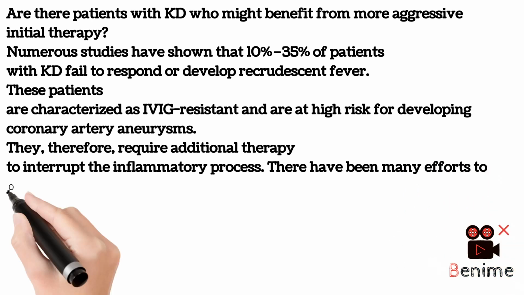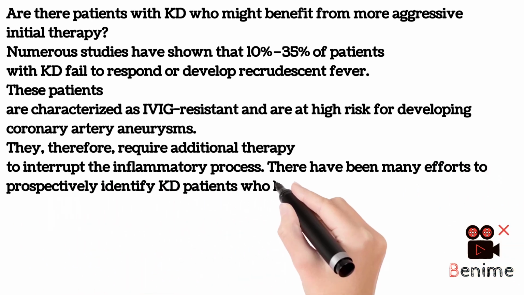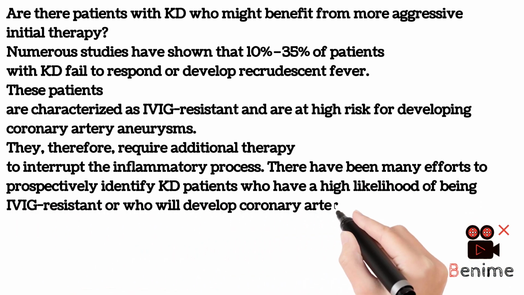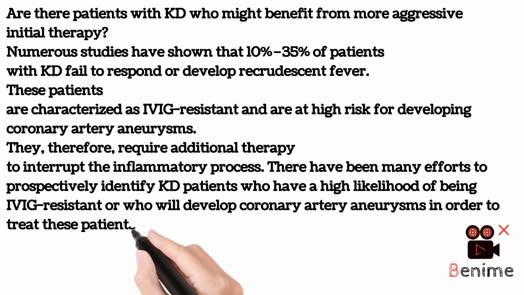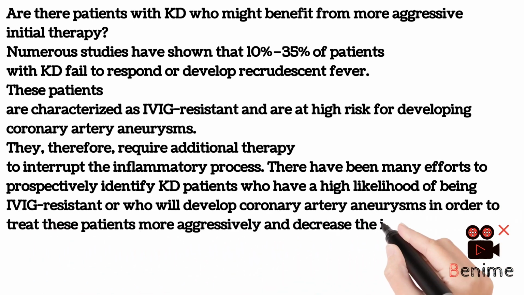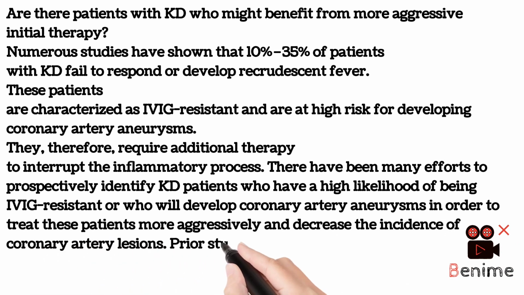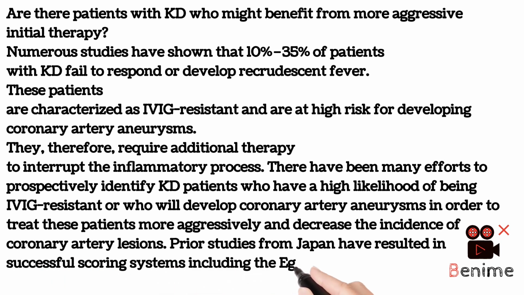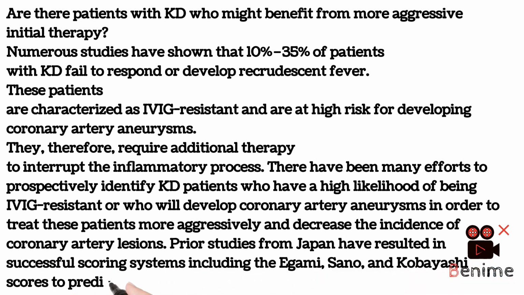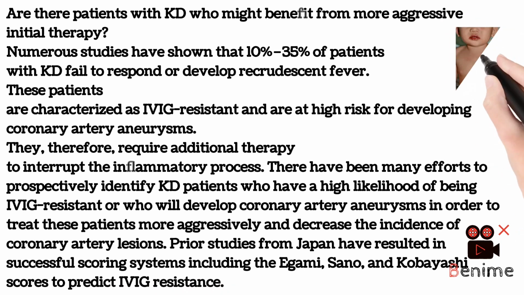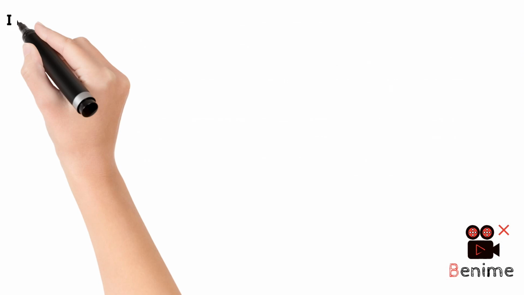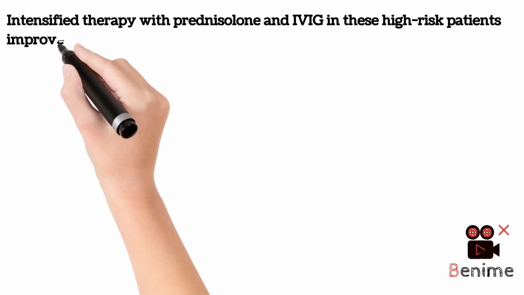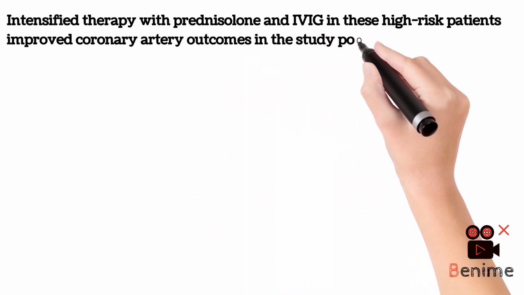There have been many efforts to prospectively identify KD patients who have a high likelihood of being IVIG resistant or who will develop coronary artery aneurysms in order to treat these patients more aggressively and decrease the incidence of coronary artery lesions. Prior studies from Japan have resulted in successful scoring systems including the Egami, Sano, and Kobayashi scores to predict IVIG resistance. Intensified therapy with prednisolone and IVIG in these high-risk patients improved coronary artery outcomes in the study populations.